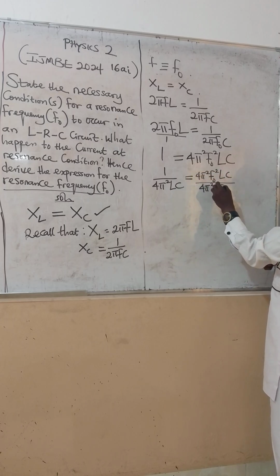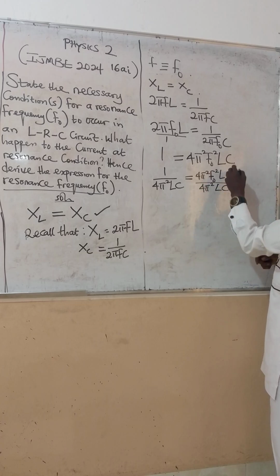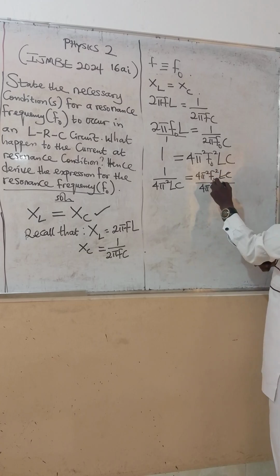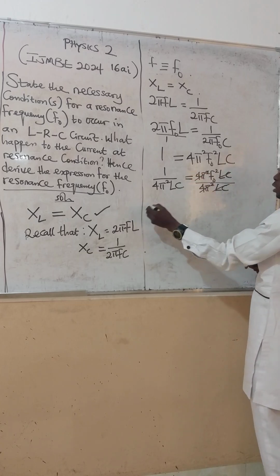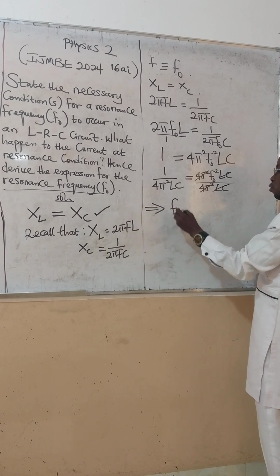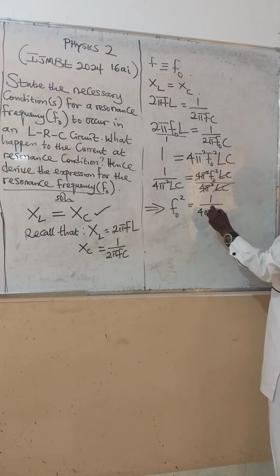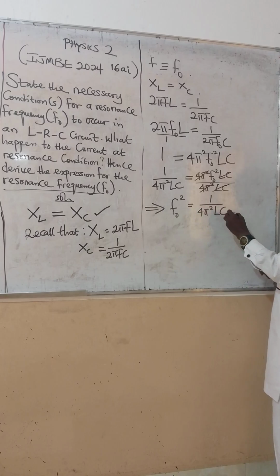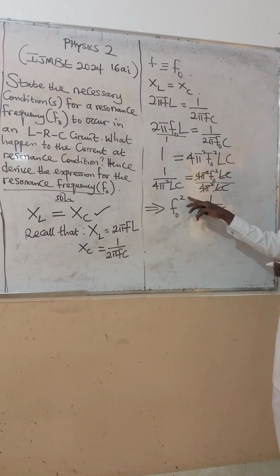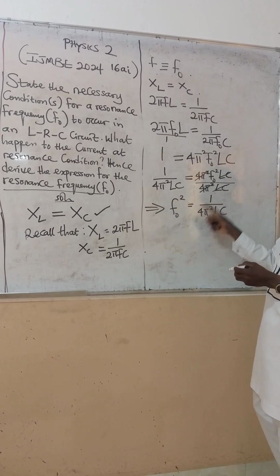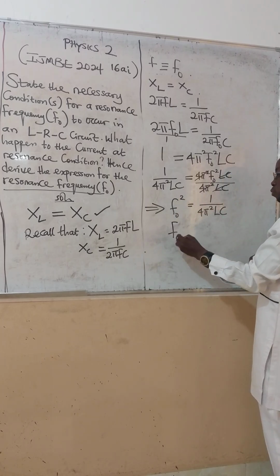4 pi squared LC. LC cancels LC. 4 pi squared cancels 4 pi squared. So you can have it that F naught squared is 1 over 4 pi squared LC. Now, what we have to look for is not the square of the resonance, but the resonance frequency. So I need to take the square root of both sides. Take the square root of both sides.